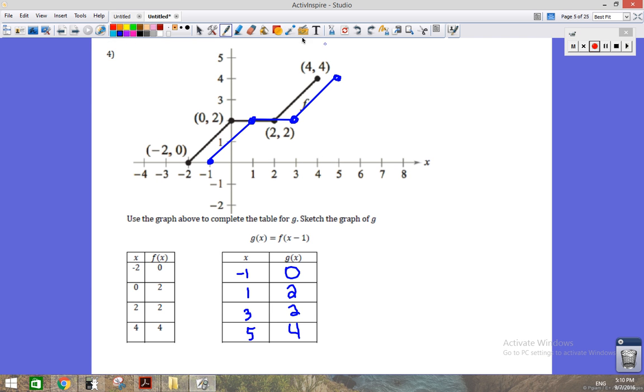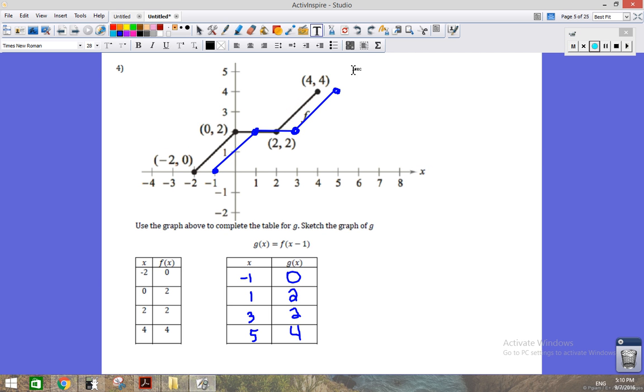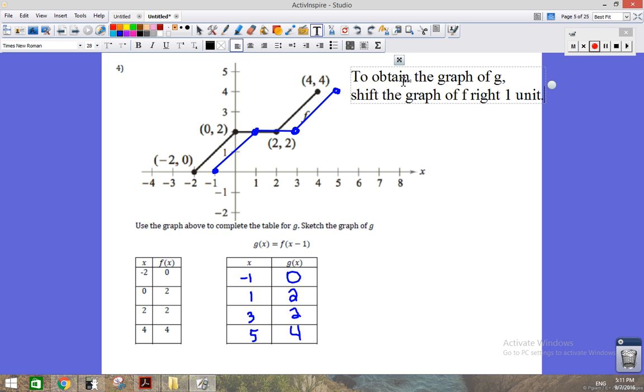All right, so we can describe this like we did before, that we have a single transformation to obtain the graph of G. We shift the graph of F right 1 unit, or 1 unit to the right. All right.